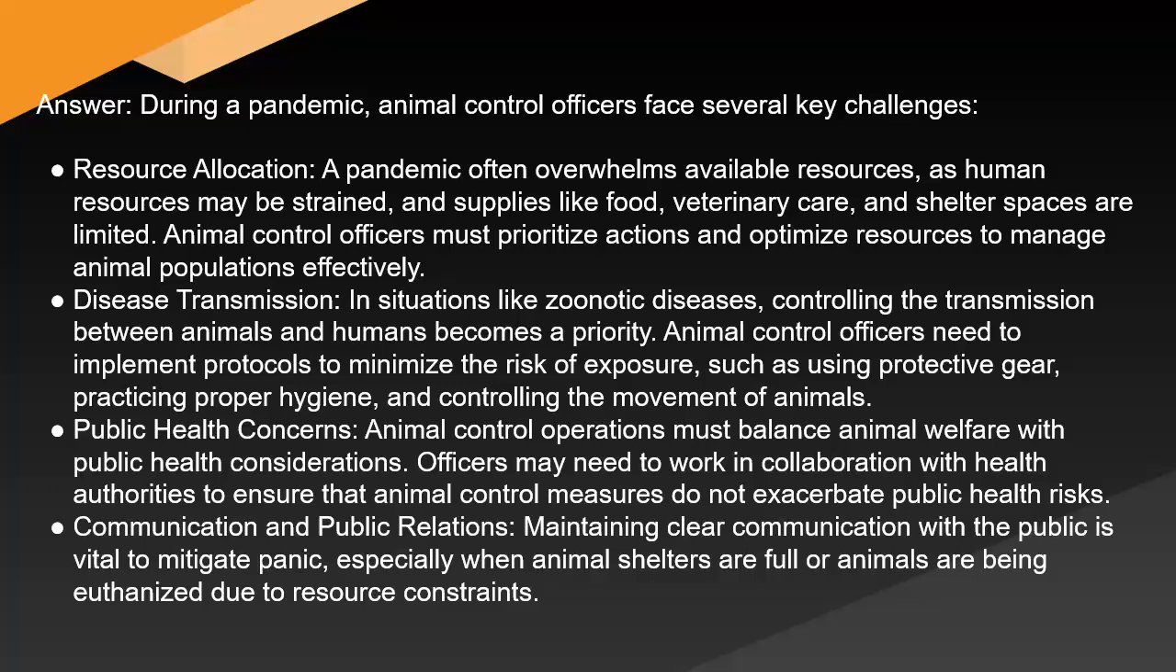Disease transmission. In situations like zoonotic diseases, controlling the transmission between animals and humans becomes a priority. Animal control officers need to implement protocols to minimize the risk of exposure, such as using protective gear, practicing proper hygiene, and controlling the movement of animals. Public health concerns. Animal control operations must balance animal welfare with public health considerations. Officers may need to work in collaboration with health authorities to ensure that animal control measures do not exacerbate public health risks. Communication and public relations.